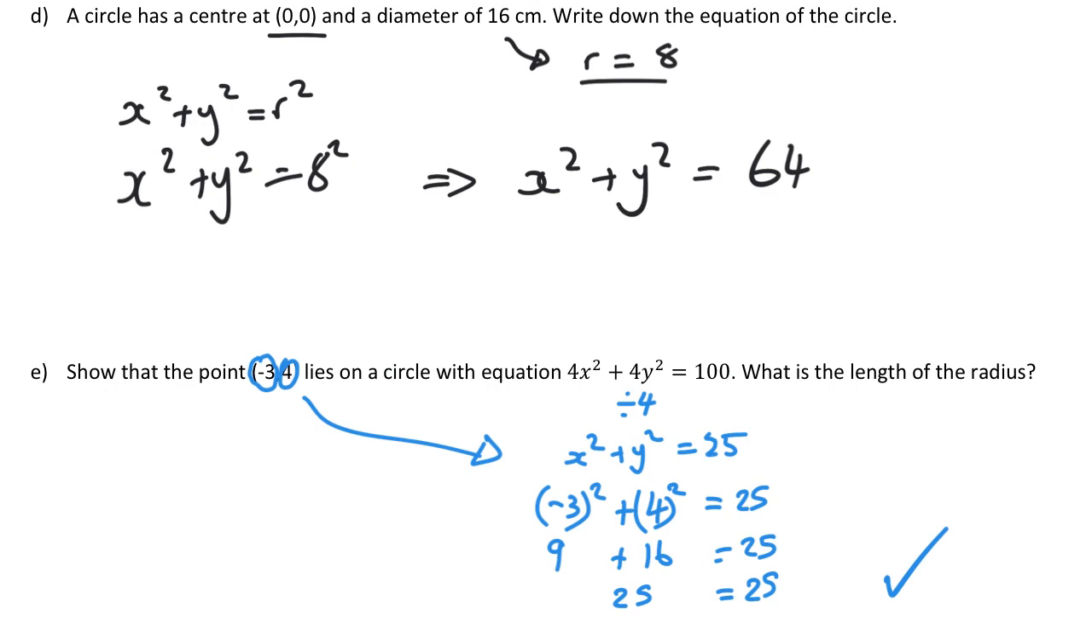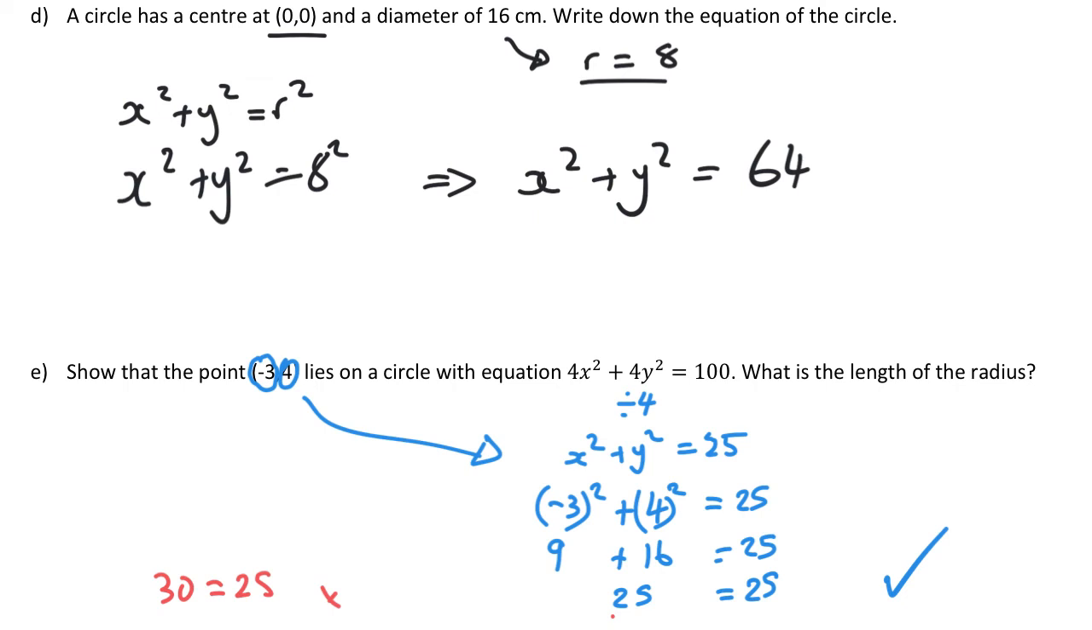Had we ended with something like 30 equals 25, well, clearly that's nonsense. So that would mean that whatever that point was, it was not on the line. But because we end up with 25 equals 25, which is obviously right, then the point is on the circle.